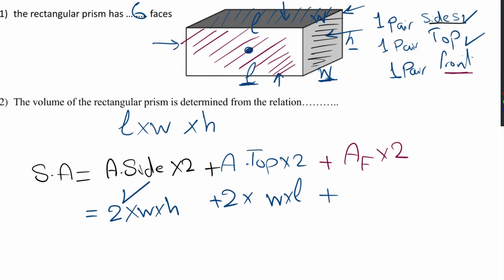the area of the front. The front is a rectangle with dimensions length and height. Why height? Because this is height and this also will be height. This is a rectangle, two opposite sides are equal. So the area of the pair of fronts will be 2 times length times height.